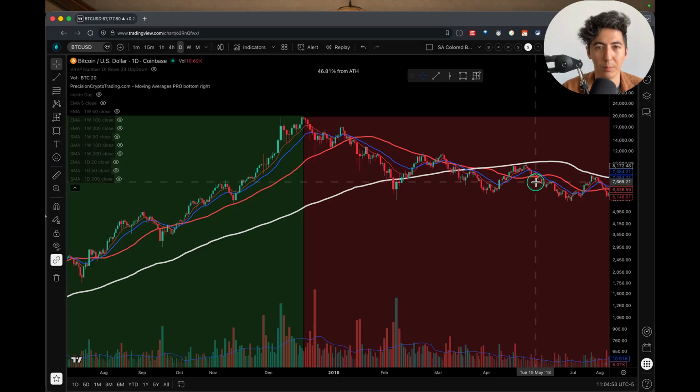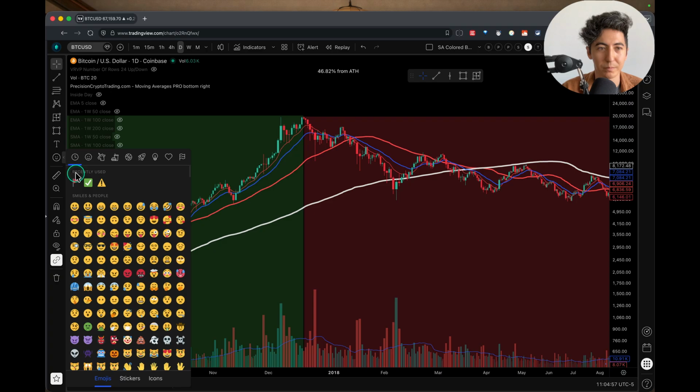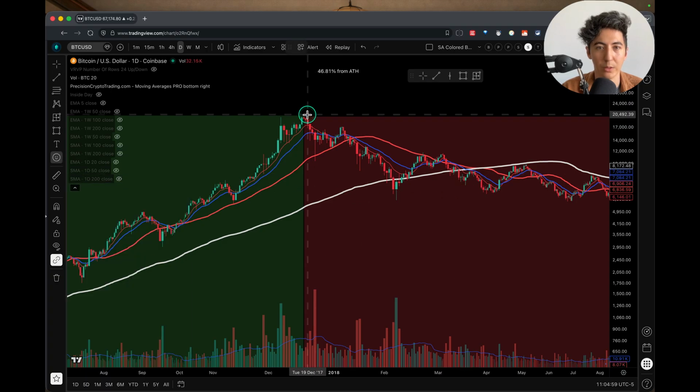We could even technically put a little flag there if we wanted to. That's what I did before when I was trying to identify what's a red flag. That's a red flag right there. Red flag.